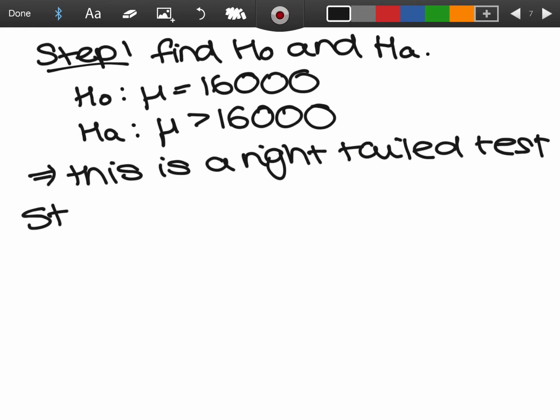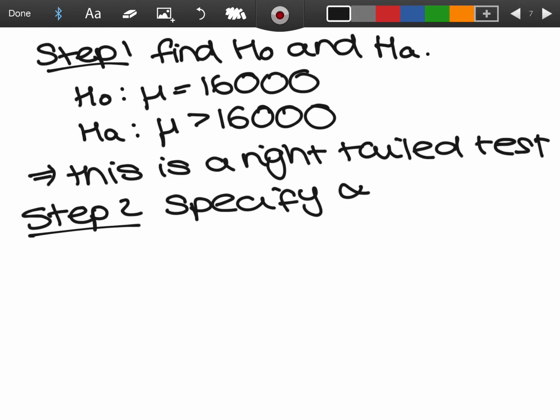Okay, next step, specify the significance level. So specify the significance level alpha. That's the level that we are testing at. So in this case, we want to reject our null hypothesis 1% of the time. It says in the problem that we want to test this at a 0.01 level. So we want to end up rejecting our null hypothesis only at the top 1%.